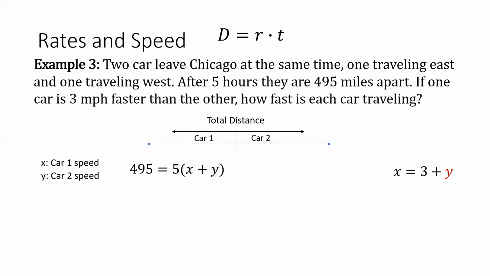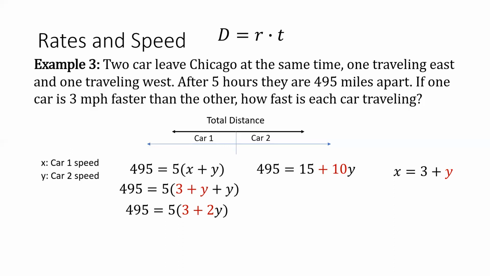We could use elimination, but this also seems like a pretty nice problem for substitution because I have my X. So I'm going to plug it into my first equation, and then I'm just going to go through and solve. So 3 plus Y gets me 3 plus 2Y. You can either divide the 5 by both sides, or I chose to distribute. 5 times 3 is 15, 5 times 2Y is 10Y. I subtract the 15 over to get 480 is equal to 10Y. And so my Y is equal to 48 miles per hour.